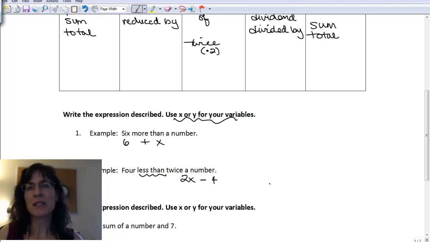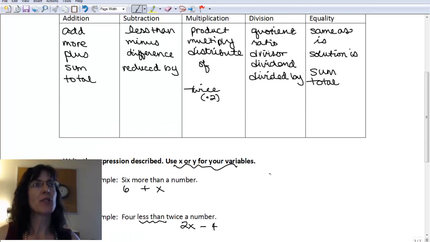So if we said 4 less than 10, we would be saying 10 minus 4 as well. That's another example of less than. Let's check if we got less than. We sure did on our subtraction part.